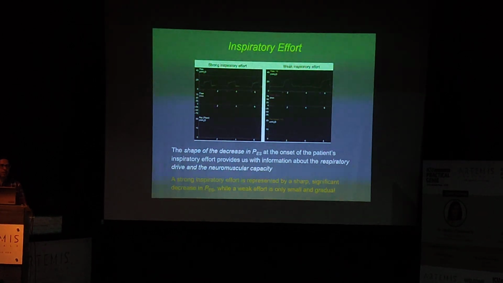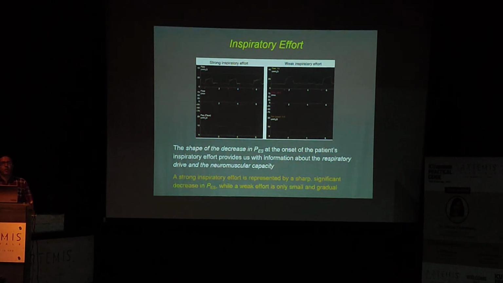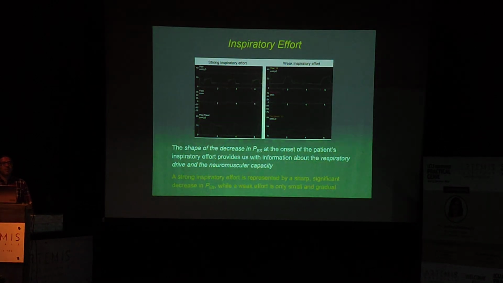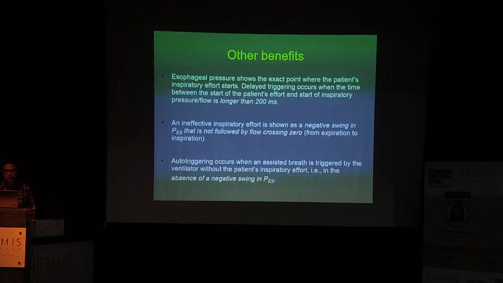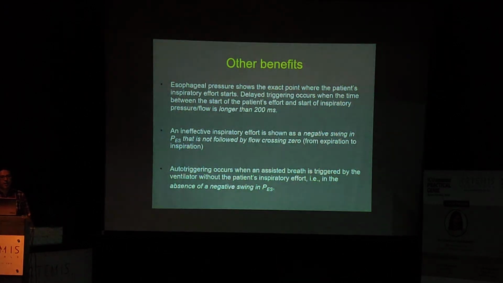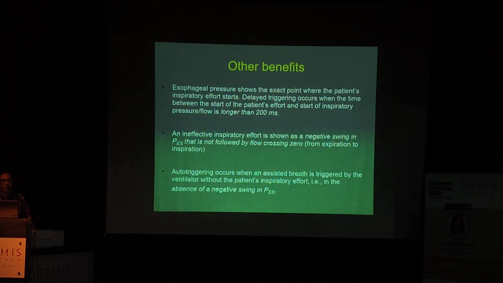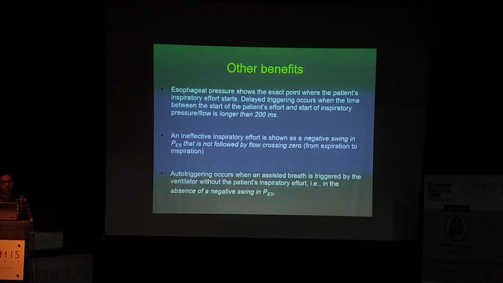You can identify that, and by this you can actually find out the triggering also. You can correlate with the flow and pressure curves whether there is ineffective triggering or not. So it can tell you when the inspiratory effort actually starts at the level of the diaphragm, and can tell you about delayed triggering, ineffective inspiratory effort or auto triggering.